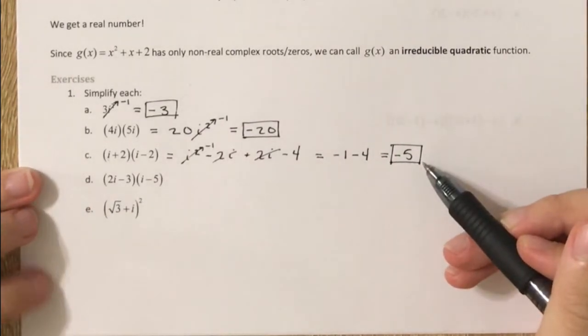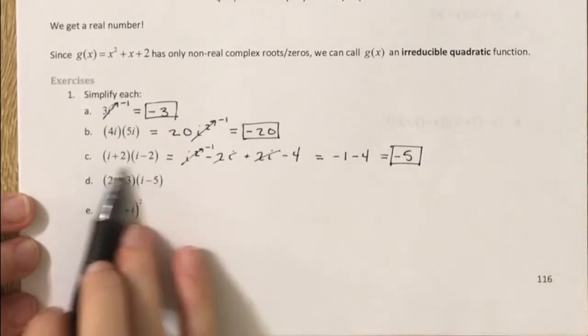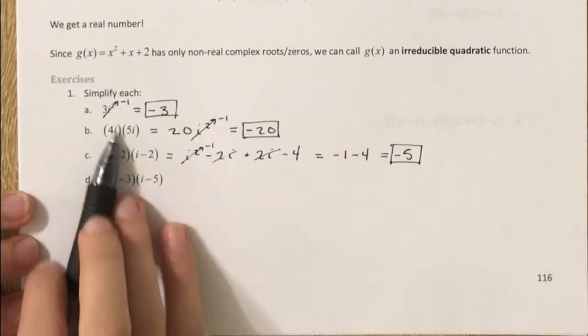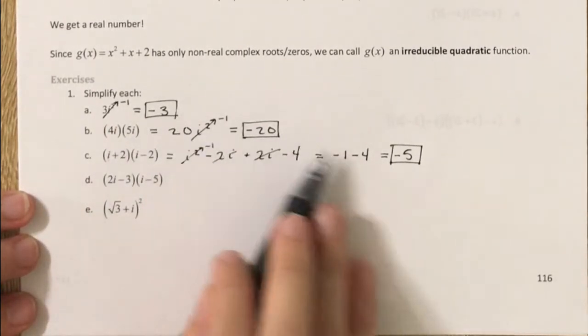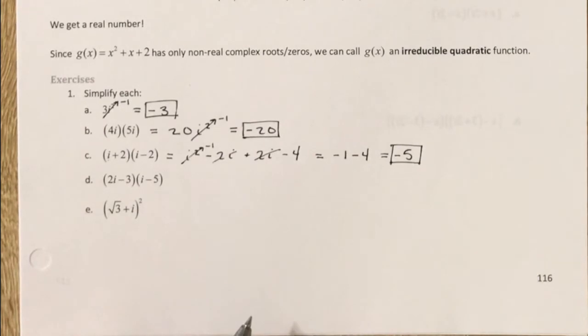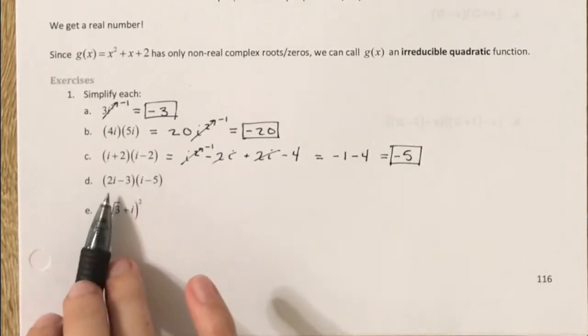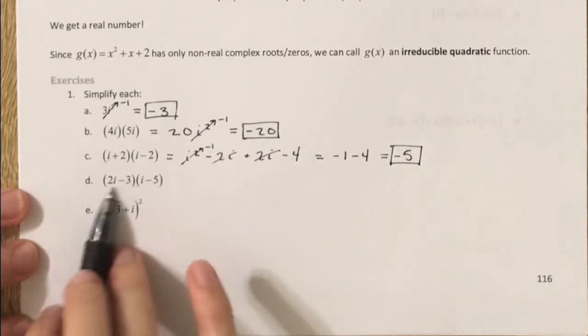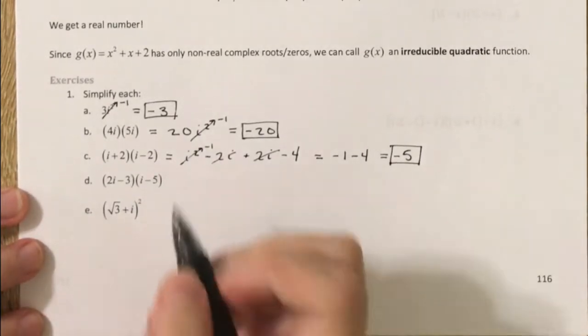This is really interesting, right? Because we started with two complex numbers in both of these cases, and we multiplied together and we ended up with real numbers. This is interesting. Let's see if the same thing happens here. Again, these are not in standard complex form, but that's fine. We can see what happens.